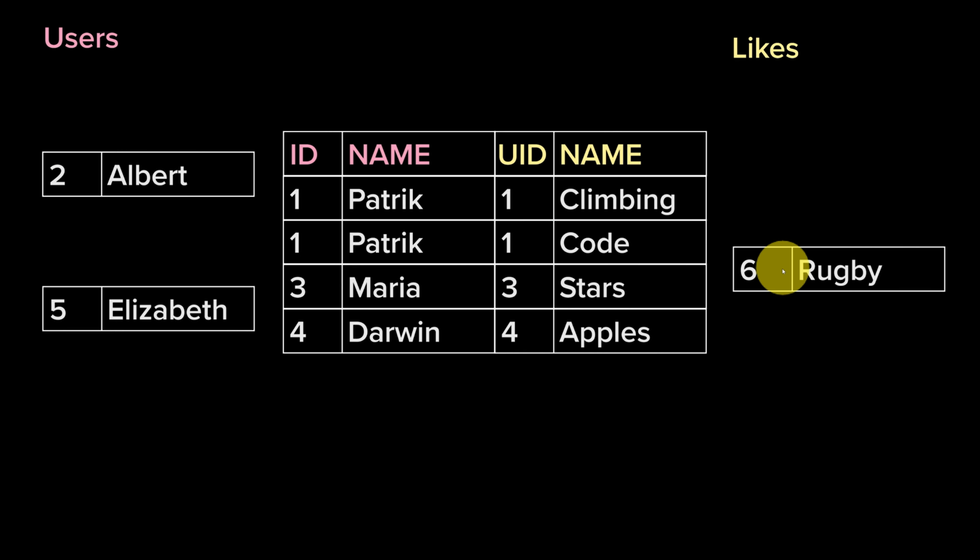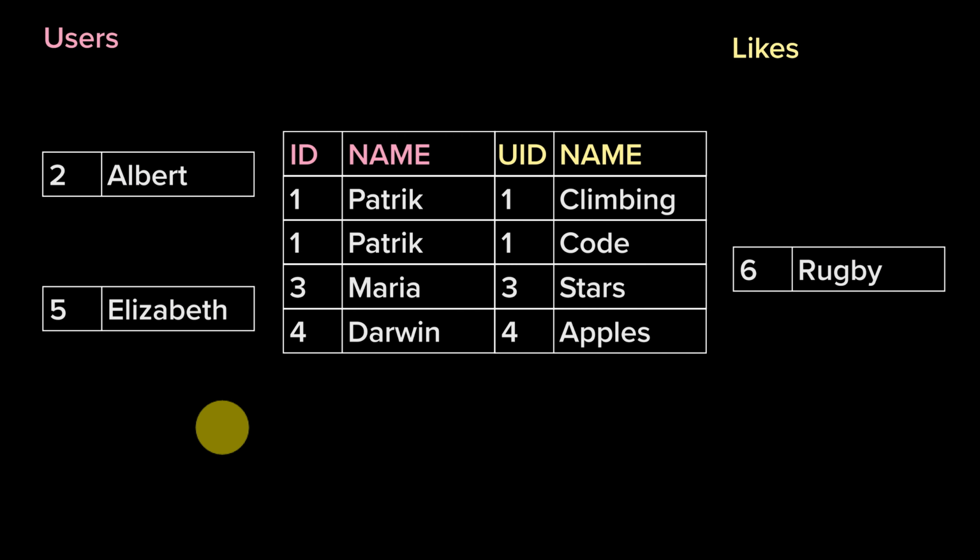If ever you don't have a match from users to likes, for example, Albert likes nothing, and then also rugby, user number 6 likes rugby, but we don't have a user 6 here. And also user number 5, Elizabeth, doesn't like anything, and then they're just going to get dropped. You will not get these rows anywhere.